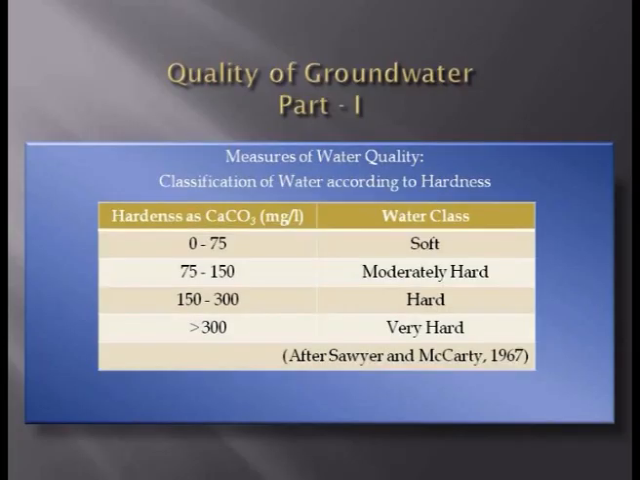Now, according to the hardness, water is classified into 4 categories, and hardness is also expressed in milligram per liter. If hardness is 0 to 75, it is soft water, 75 to 150 moderately hard, 150 to 300 hard, and then very hard. If the hardness is greater than 300 milligram per liter, it is very hard water.